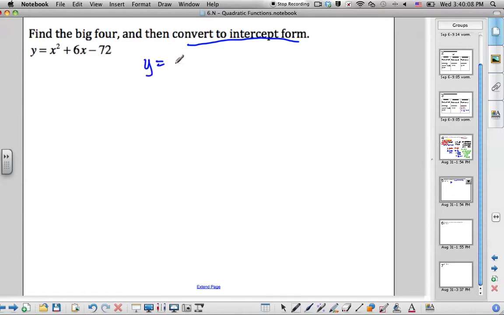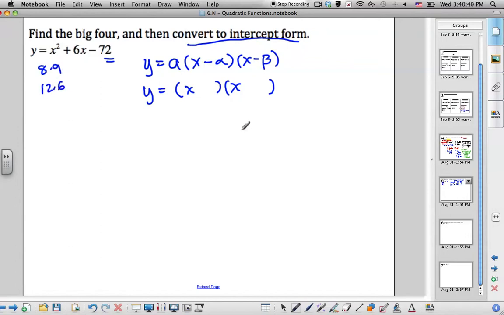So, well, right away, I'll just write out intercept form. We know it's going to be x minus alpha times x minus beta. And we recognize that our a value is just 1. So now all we have to do is write this in factored form. And because we are so good at factoring, what multiplies to minus 72 adds to 6? We can think, okay, we have 8 times 9. That won't work. 12 times 6. Bingo. There we go. So because it's a plus 6, we want to make sure that we have our larger number positive. And there we go.